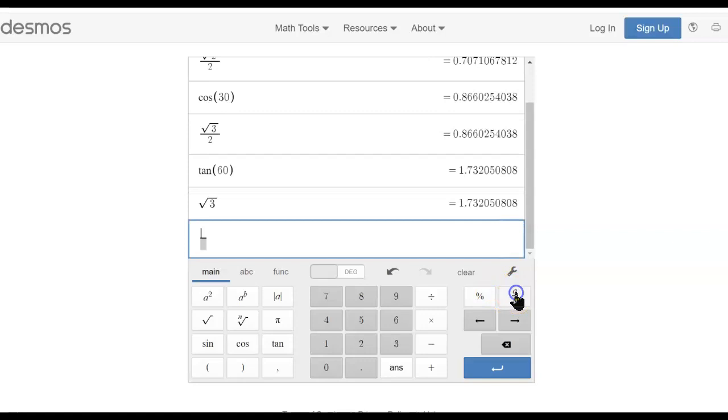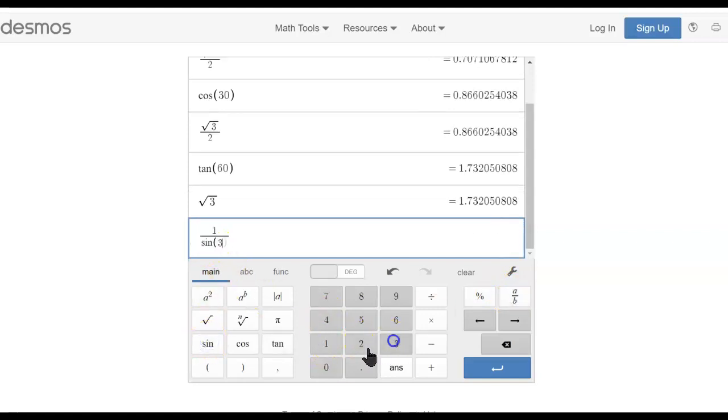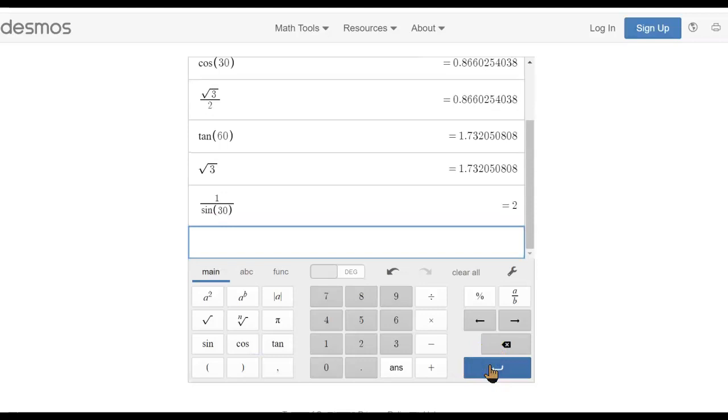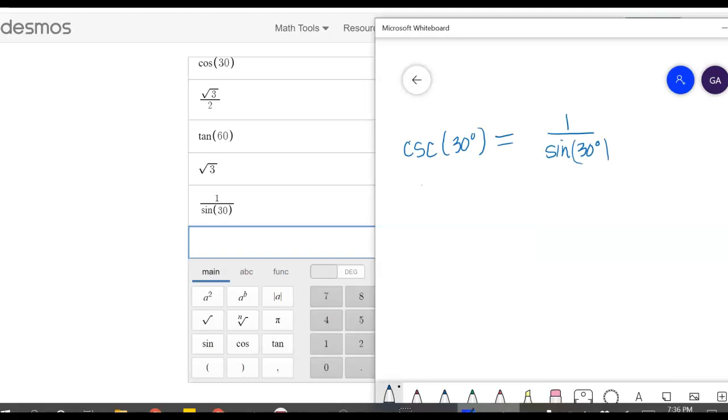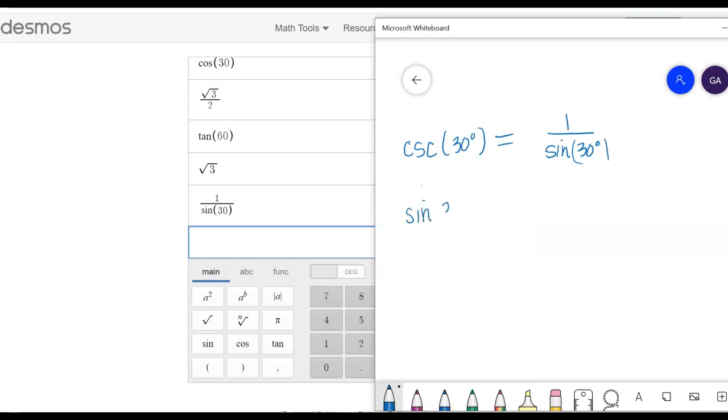I'm going to use the fraction button. I'll type in 1 over the sine of 30 degrees. And it tells me that the answer is 2. That's because the sine of 30 degrees is 1/2. So it makes sense that the cosecant is going to be that reciprocal, or 2.